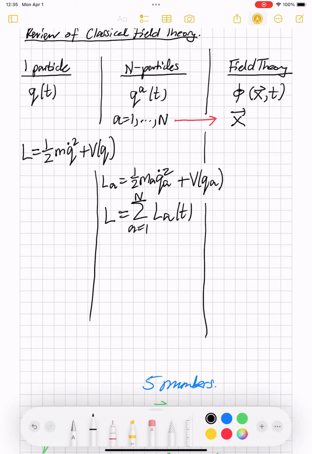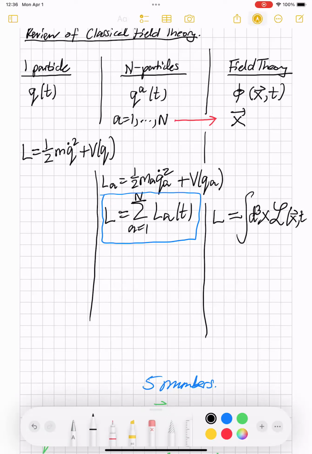Now, looking at this last equation in particular, I know how to generalize this. If the index A becomes continuous, I would say my Lagrangian equals, and then instead of a sum over the discrete index A, I would have an integral over our continuous variables inside x. So this would be an integral d3x. I would need to integrate a new function. Because L_A is indexed by A, this new function will depend on x, and it will depend on t because L_A depends on t. So that's the natural generalization of the equation in the blue box.